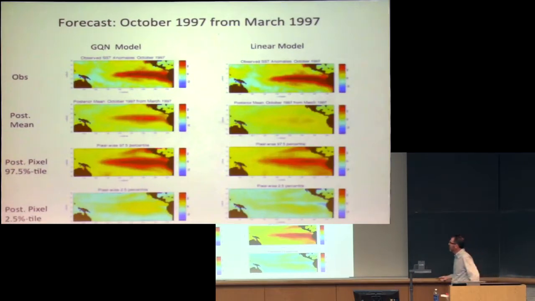And so does it work? Well, just to show the difference between the quadratically nonlinear and the linear model, these are the observations. This is the posterior mean, 7 months in the future. And you might think this is horrible. This actually is not a bad forecast for this. If you average this like people do, it turns out it's not a horrible forecast. But this one's better. And more importantly, the uncertainty, these are the pixelized 97.5 and 2.5 percentiles. This captures the real world behavior much better than this does.